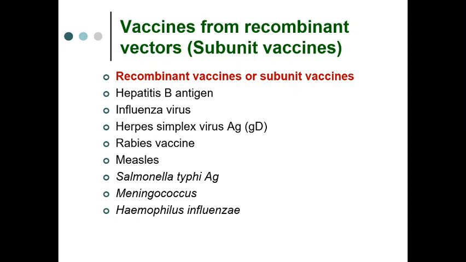Now what are the vaccines that are produced by recombinant technology? That is against hepatitis B antigen, influenza virus, herpes simplex virus antigen, that is a glycosaminoglycan protein, rabies vaccine, measles vaccine, Salmonella typhi antigen, meningococcus, and Haemophilus influenzae.